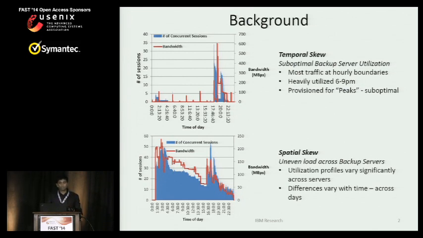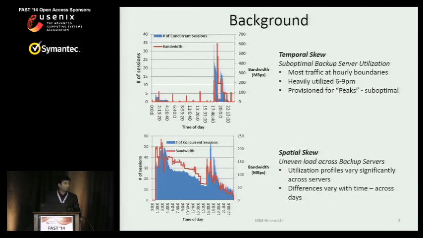The first one is temporal skew. So if you look at the graph on the top left, it shows load profile of a backup server over a 24-hour period. And this is just a random sample we picked from one of the data centers. And the graph shows the number of active backups and the aggregate bandwidth consumed on the backup server at any point in time. The interesting thing about this graph is you'll notice that most of the traffic is at hourly boundaries, and the heavy utilization period is concentrated around a 3-hour window between 6 and 9 p.m. So what this means is these backup servers have to be provisioned for peaks, which is quite suboptimal.